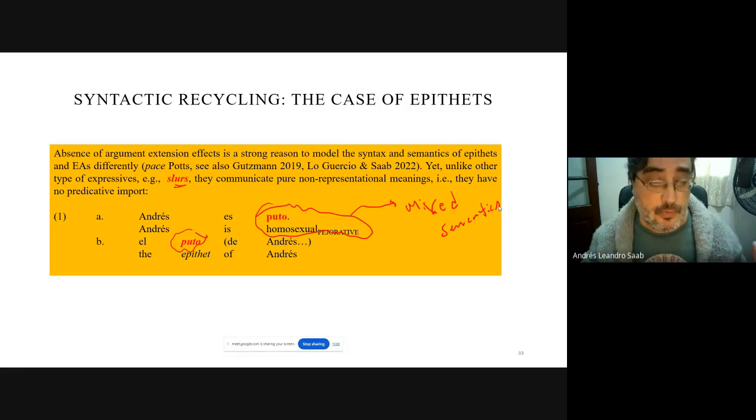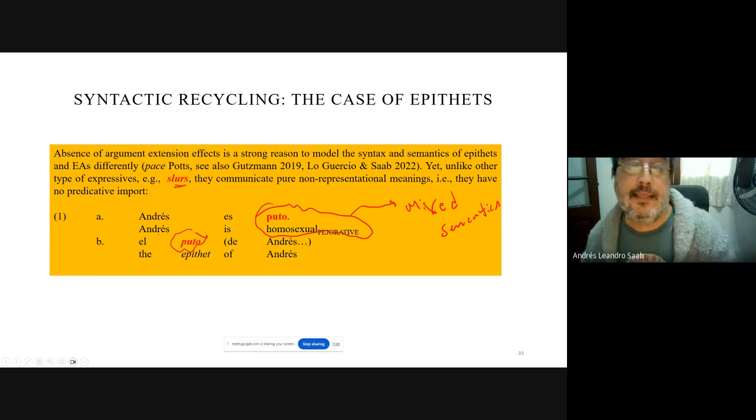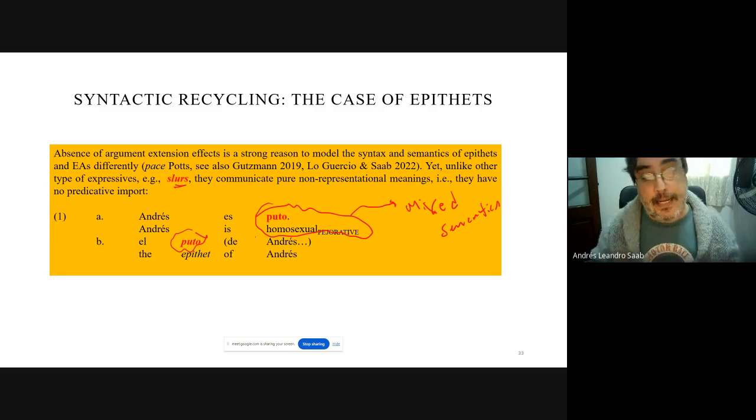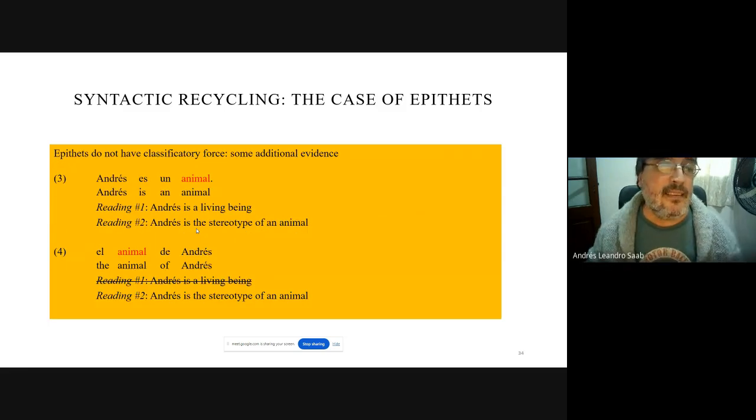There are many proposals. Now, when you use the same word, exactly the same word, in epithet position, like in the construction "el puto de Andrés", the epithet of Andrés, which is a typical qualitative binomial construction in Romance, then you have this fascinating fact. The truth conditional dimension disappears, basically vanishes, and only the stereotype of the expressive meaning remains. Okay?